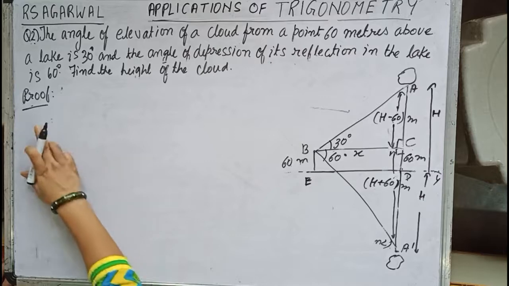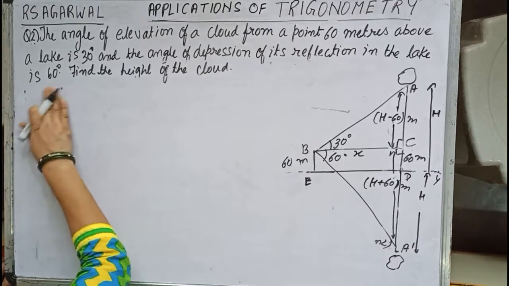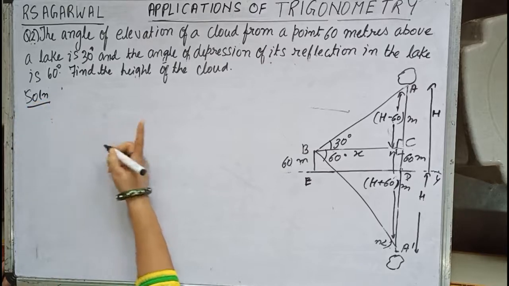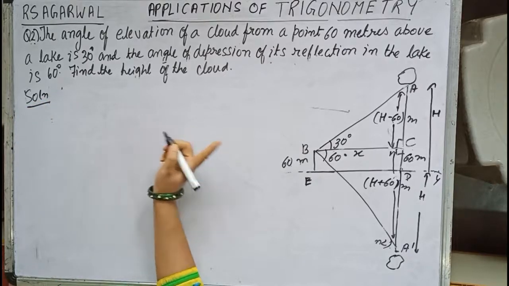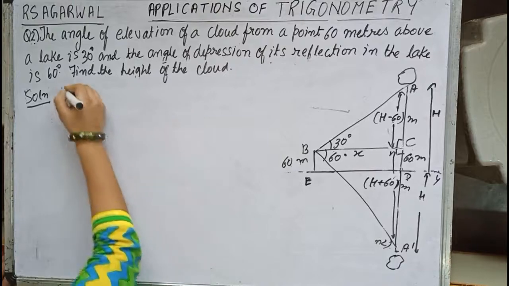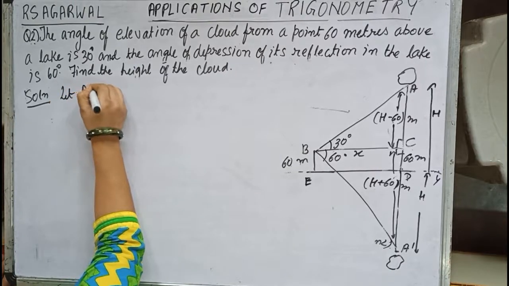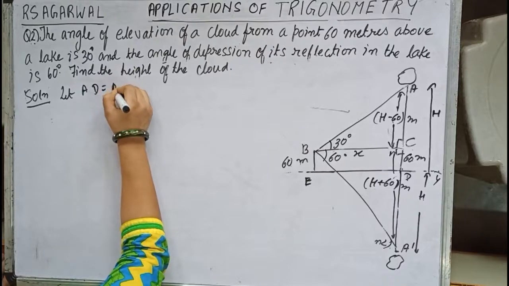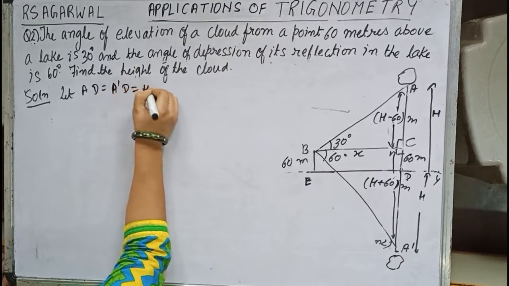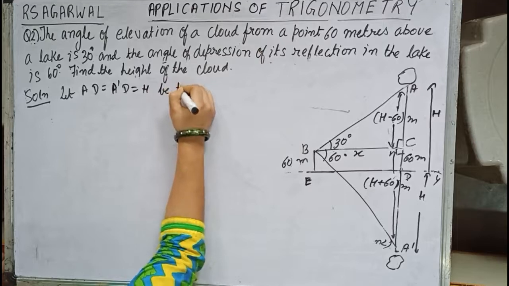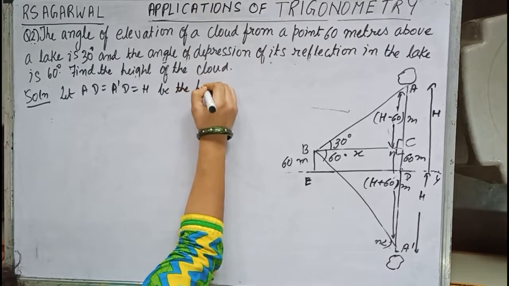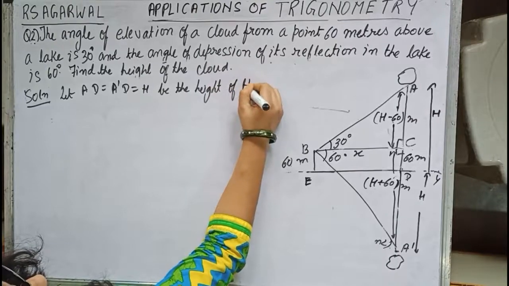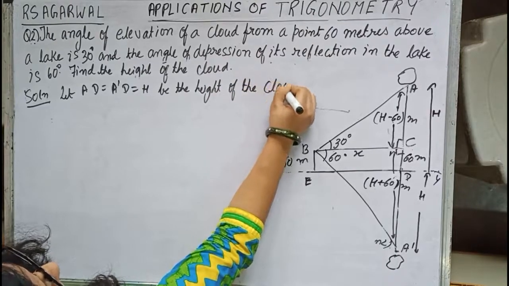So I am starting the solution part directly. The introduction and all you will do on your own. Directly I am starting. What do I have to find? I have to find the height of the cloud, that is, I have to find capital H. Let AD equals A dash D equals capital H be the height of the cloud.